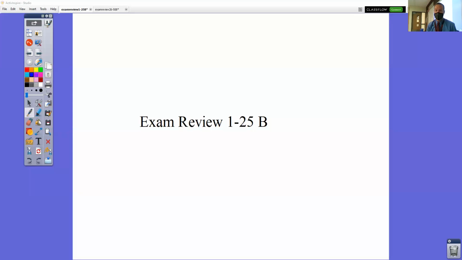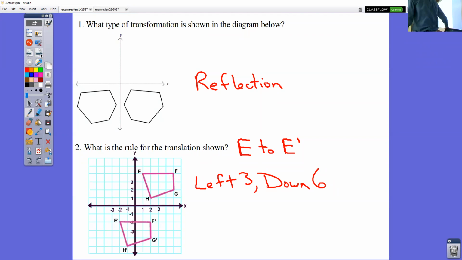These are the answers for the exam review 1 through 25B and 26 through 50B. So in question number 1, what type of transformation is shown in the diagram? This is a flipped opposite mirror image, so it is a reflection.